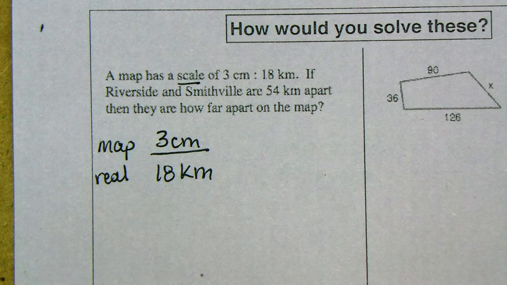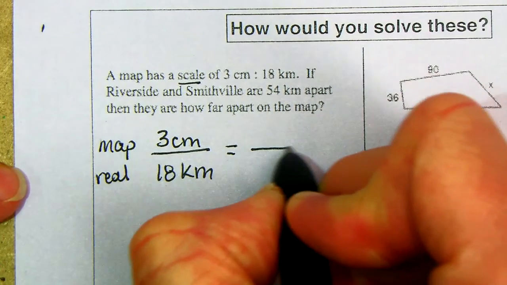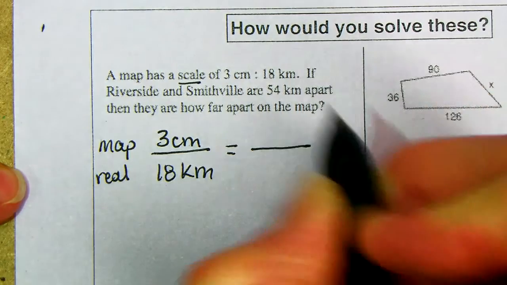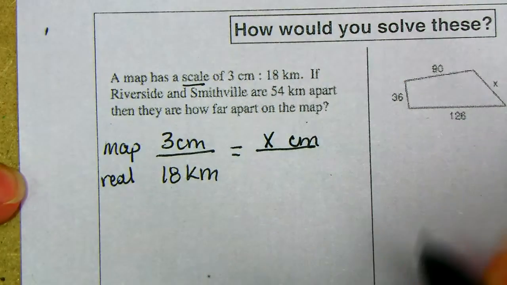You know what? I'm going to do this with a proportion, but I'm going to do it very carefully because I'm going to set up the map over the real, the map over the real. We want to find out how far on the map, which is going to be in centimeters. And I know the real distance is 54 kilometers. All right? I know that real distance.